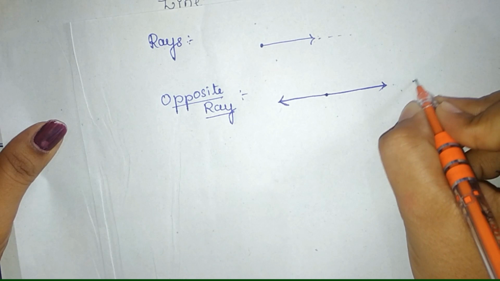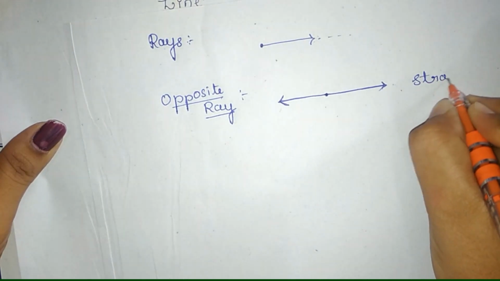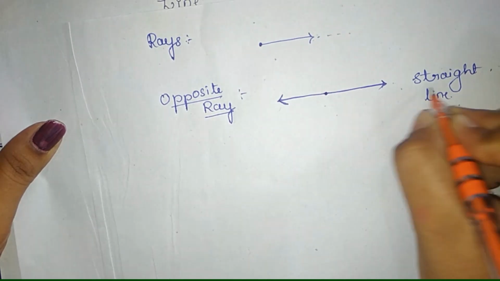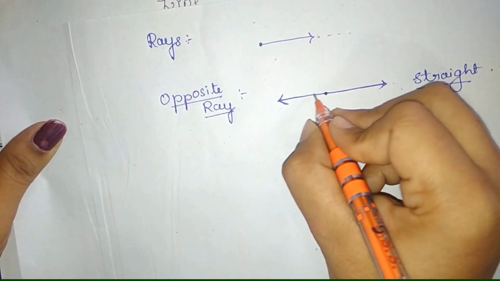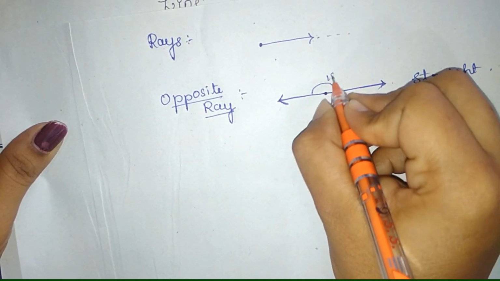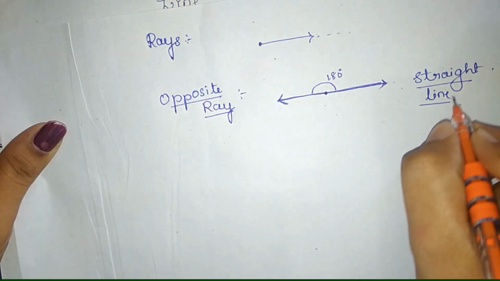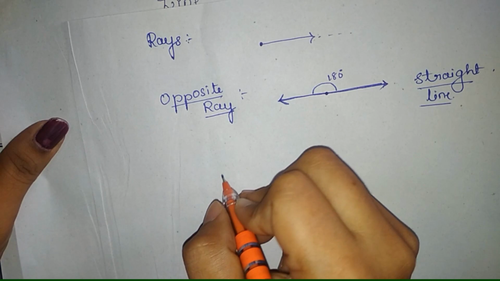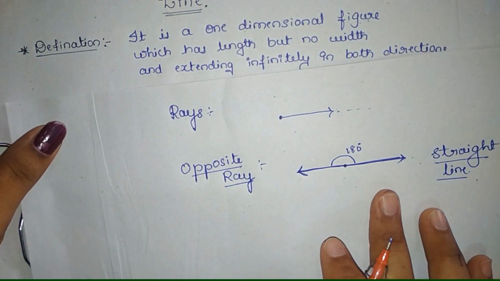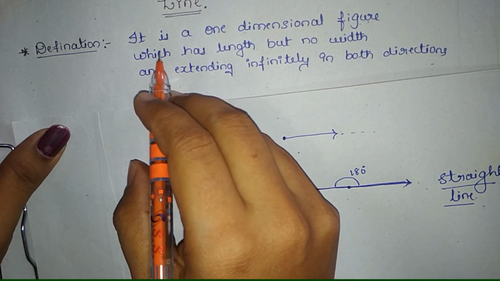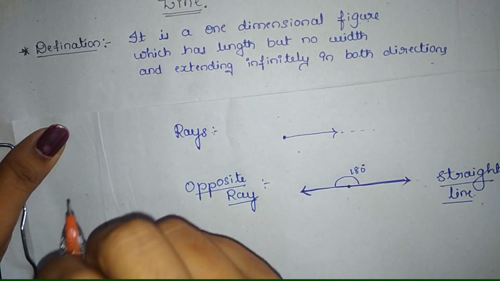Now this forms the straight line. You can see here it is forming a straight line. And I also told you it can measure 180 degrees. The line which measures exactly 180 degrees is called the straight line. So now by knowing this opposite ray definition, you can come near to the definition of line.